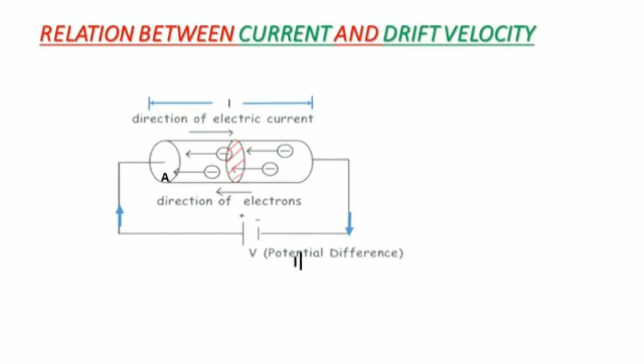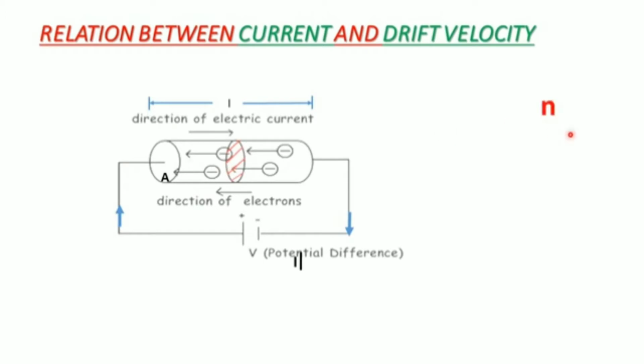In this part of the unit current electricity, you will learn about the relation between current and drift velocity. So in the diagram, a conductor of length L is taken. Its area of cross section is A. Its ends are connected across the terminals of the battery having terminal potential difference V. Current I is flowing through it, and the direction of flow of current is opposite to the direction of flow of electrons.